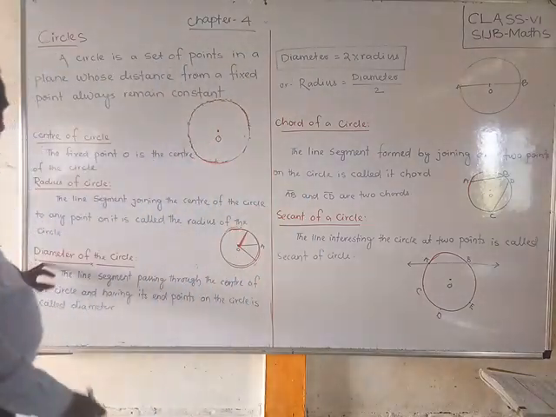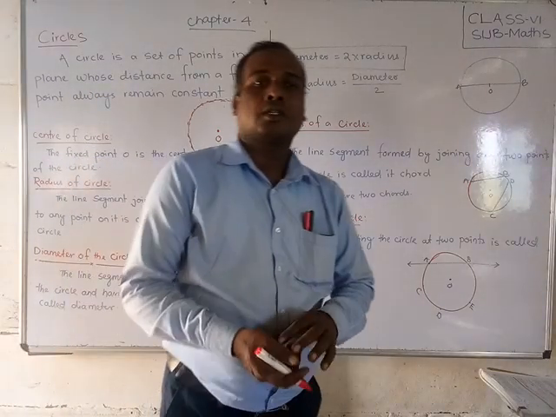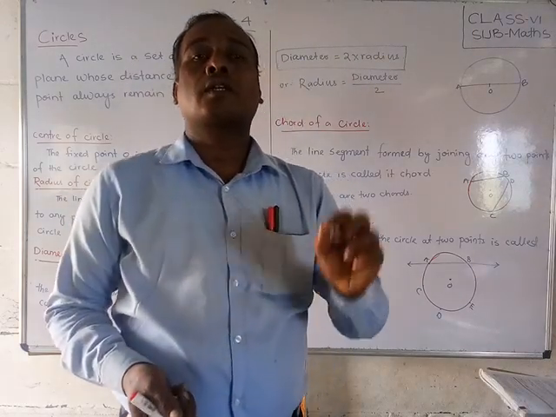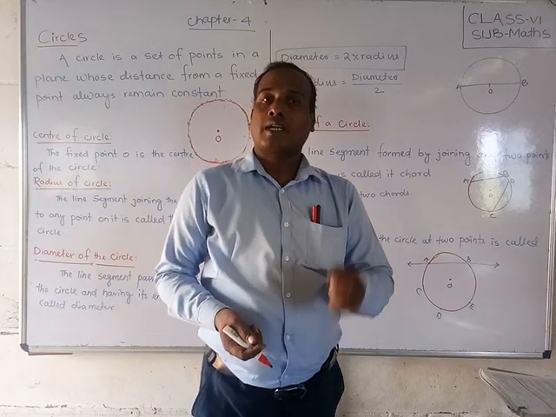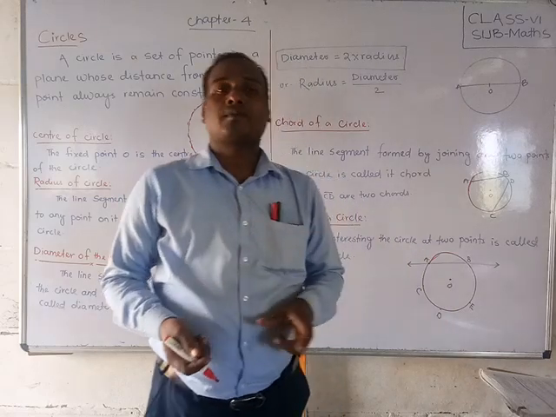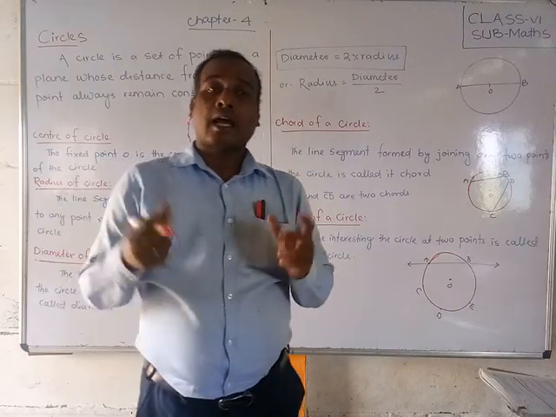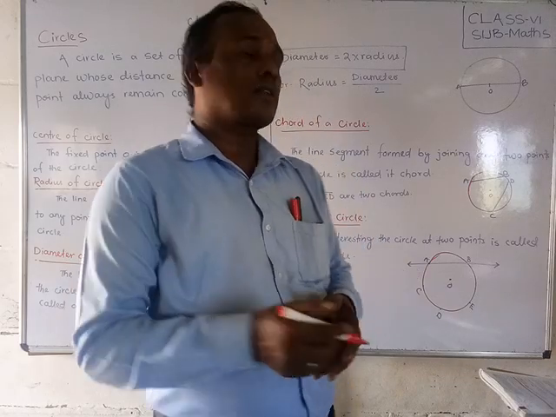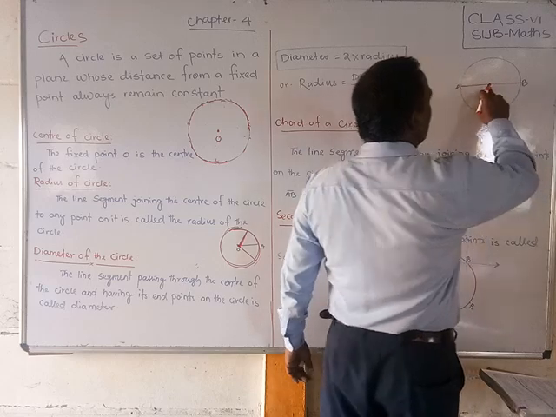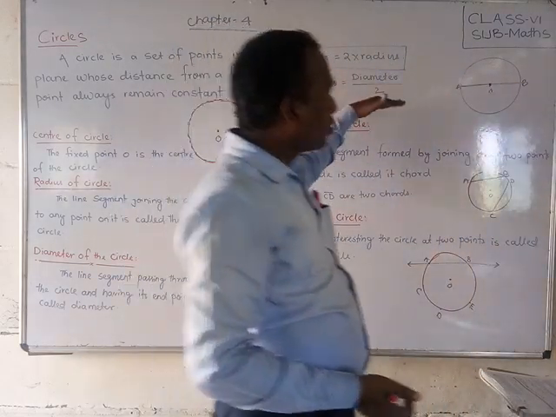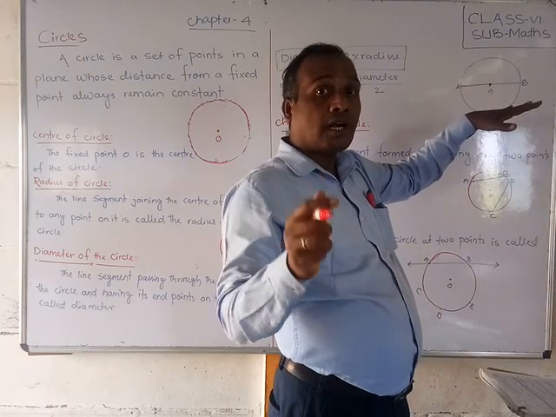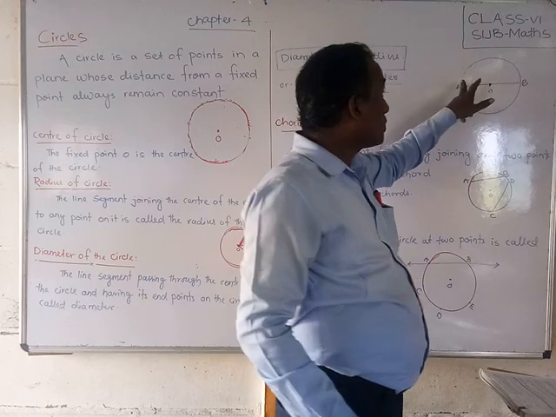Next we can go to the diameter, students. What is the diameter? A line segment passing through the center of the circle and having its ends on the circle. That means a line is passing through the center of the circle, and that line should have its end points on the circle.